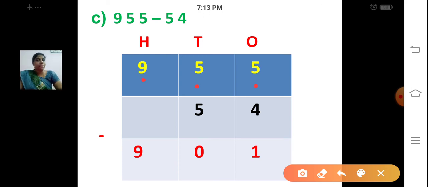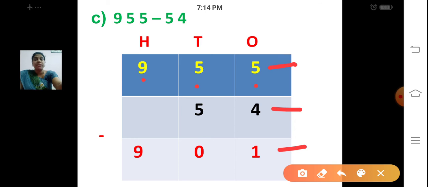First, the bigger number you have to write at the top. Right, children? So 955 has to be at the top. We'll call it the minuend. That you will learn in the next class, in the third standard. So minuend, and this we'll call the subtrahend. The answer we get is the difference, which you will learn in the third standard. So this is the bigger number, 955: 5 in the ones place, 5 in the tens place, and 9 in the hundreds place.